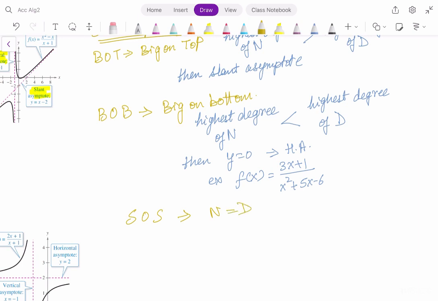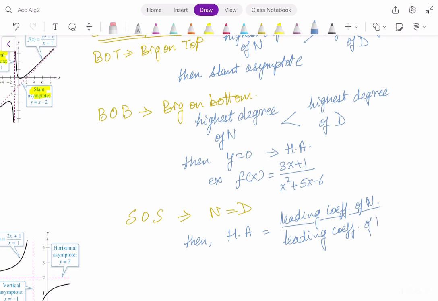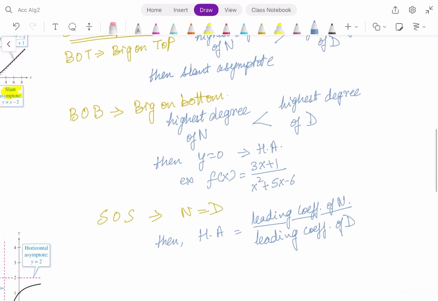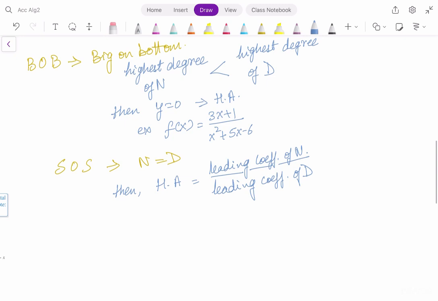SAUCE implies when the highest power in the numerator is equal to the highest power of the denominator. Things are easy then. The horizontal asymptote will happen at the leading coefficient of the numerator divided by the leading coefficient of the denominator. So if you understand BOB and SAUCE, just by looking at the function, you can know where the horizontal asymptote should be.